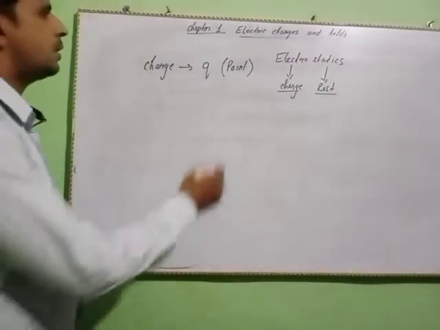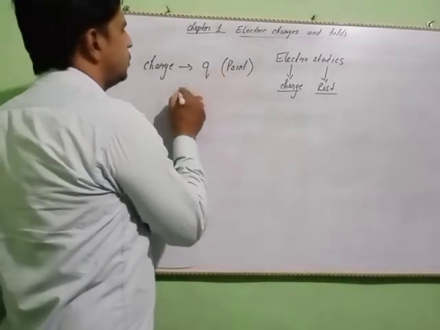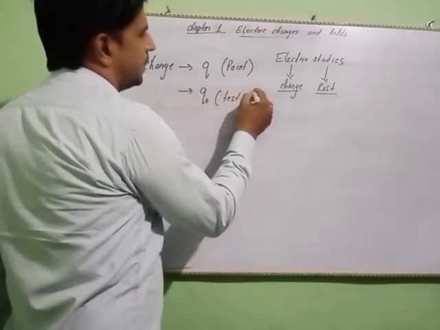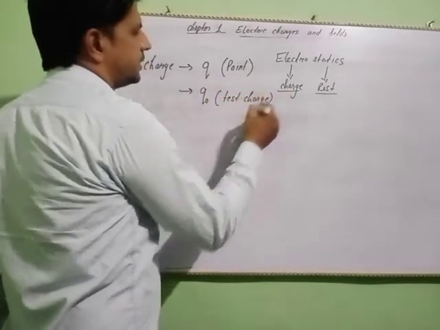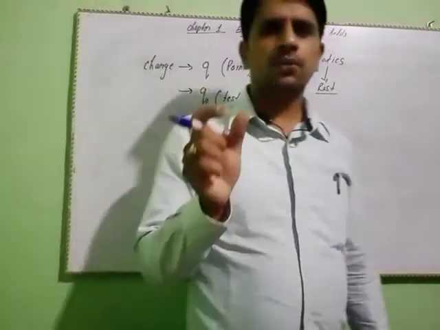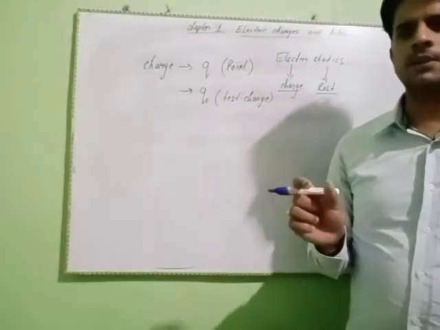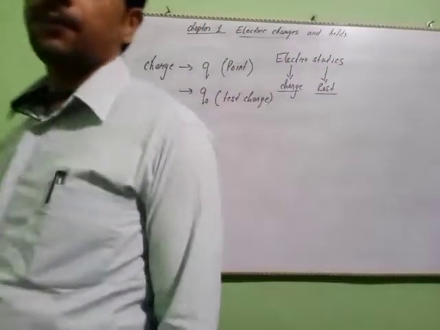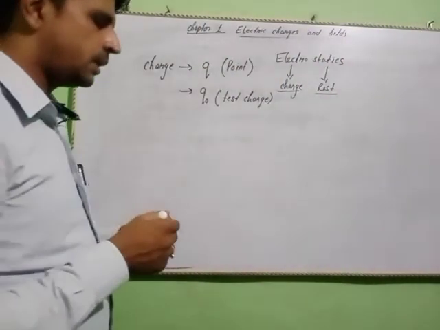A point charge is represented by Q, and Q naught is a test charge. What is this test charge? A test charge is a very small magnitude charge which is used only for experimental purposes.